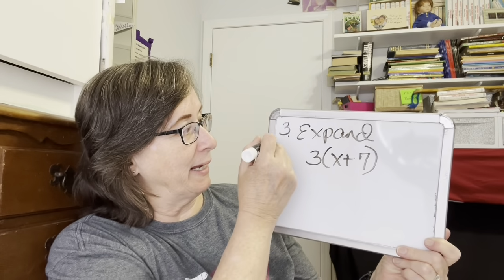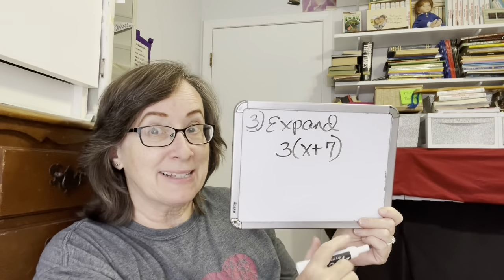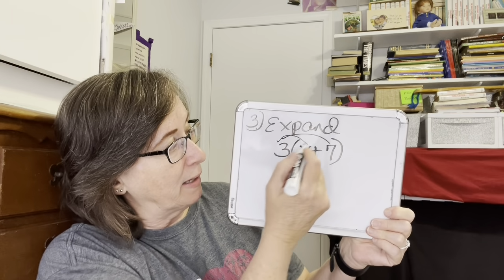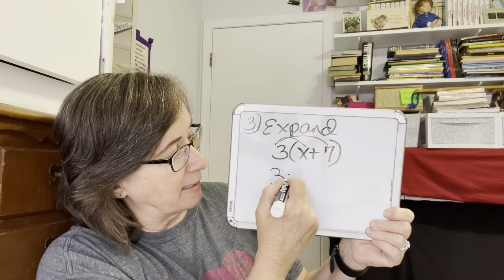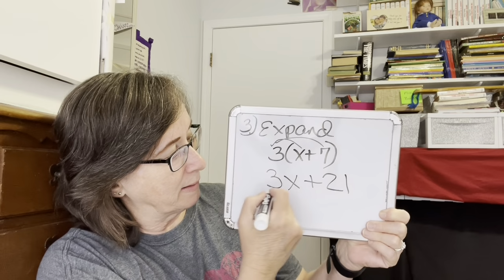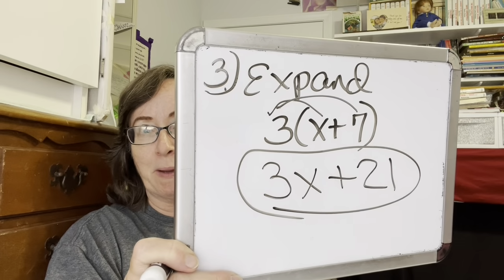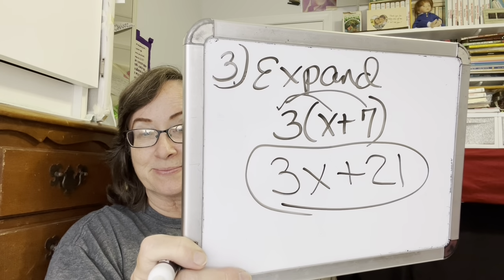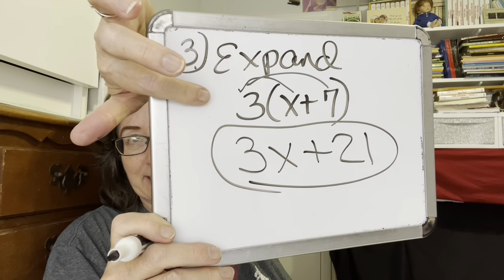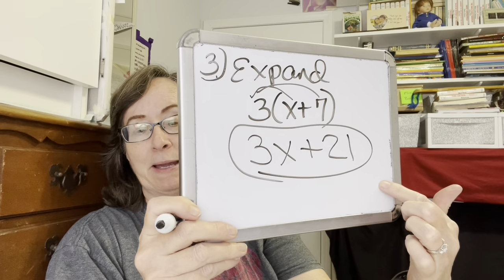Okay, number 3 says expand 3 times x plus 7. Okay, so we're going to distribute, aren't we? 3 times x is 3x. 3 times 7 is 21. 3x plus 21 is your expanded form. This 3 times the parenthesis, x plus 7, is your factored form, and this down here is the expanded form.